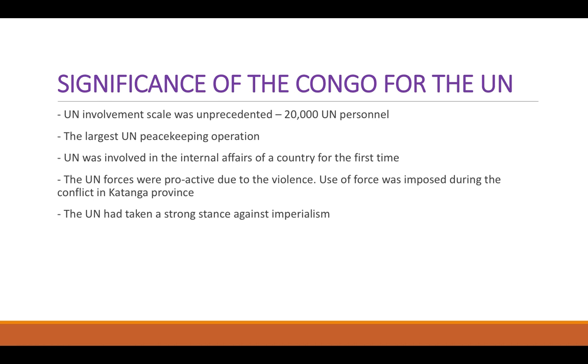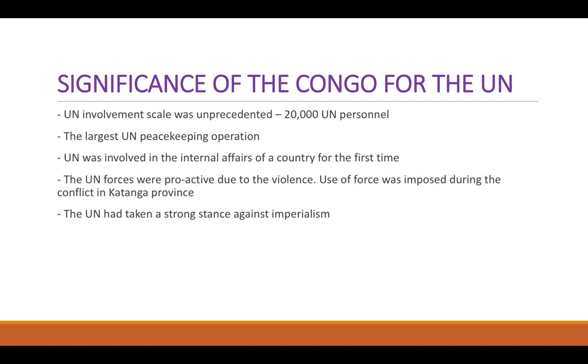Significance of the Congo for the United Nations. The scale of United Nations involvement in the Congo was unprecedented. 20,000 UN personnel were involved in this conflict one way or another. It was the largest UN peacekeeping operation, apart from Korea and Palestine. The UN was involved in the internal affairs of a country for the first time. So apart from doing the peacekeeping job, the UN was involved in the political affairs of the country. This was for the first time.